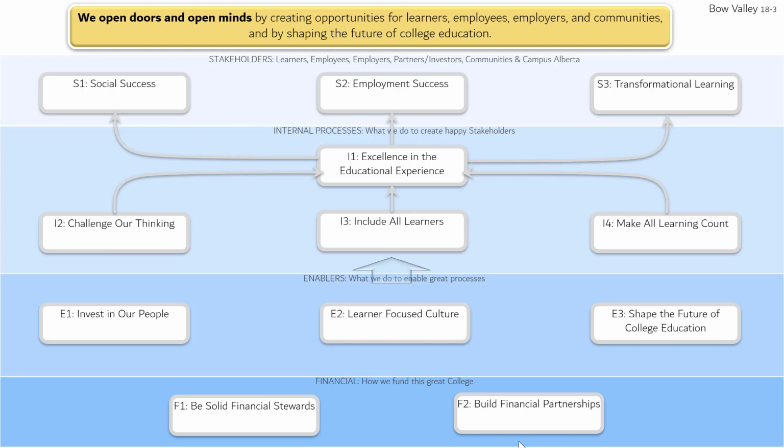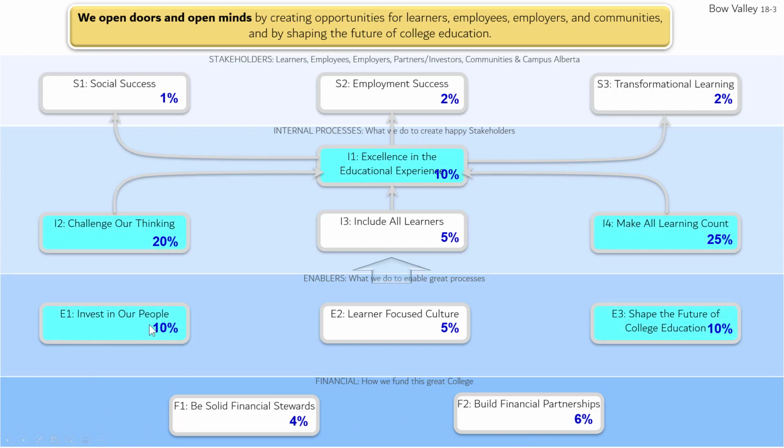Step two is we then need to prioritize it. Now, in the case of Bow Valley, they prioritized this by allocating weighting. So they took 100% and allocated across these objectives. And so the weighting looked as follows, which means for this year, their core strategy is about investing in our people and shaping the future of college education so that we challenge our thinking to make all learning count in aid of excellence in the educational experience. And this allows all of our employees to focus on the things that matter in the college and make sure that we're all aligned to that overall outcome.